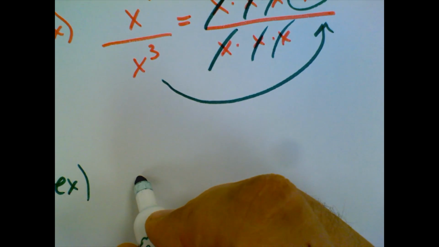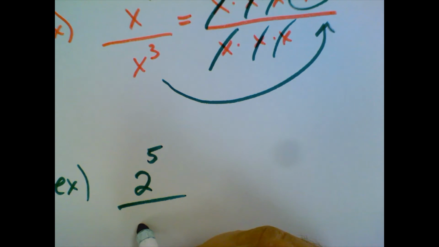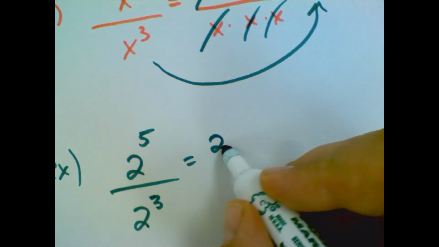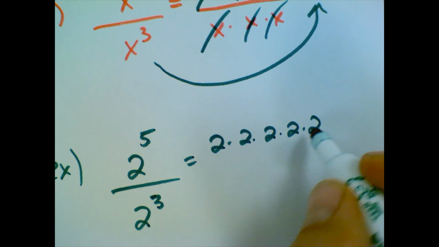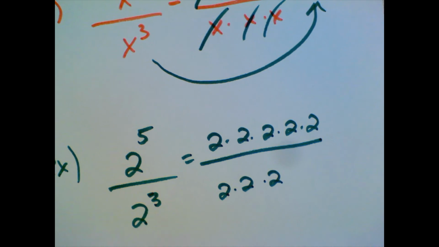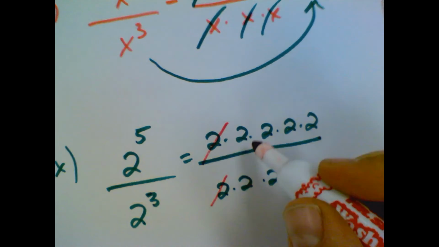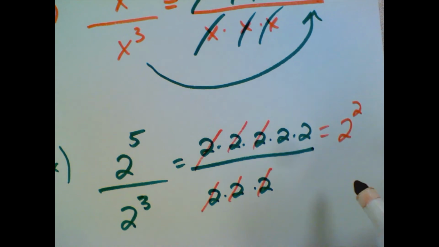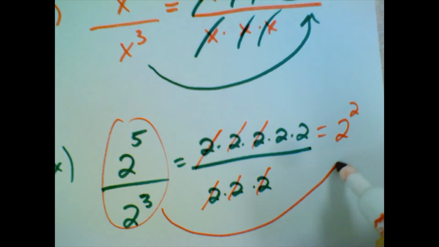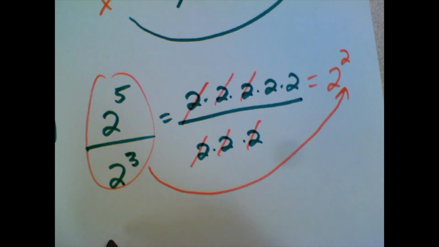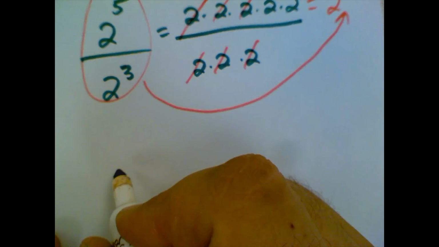What if I had 2 to the fifth divided by 2 to the third? Well, that would be 2 times 2 times 2 times 2 times 2 divided by 2 times 2 times 2. And again, cross off pairs, and we're left with 2 squared. So how can I go from here to here? Anybody have the solution? What's the trick? Well, if you said subtract exponents, you are correct. So the property for the quotient rule is this. And this is another rule you might want to write down.